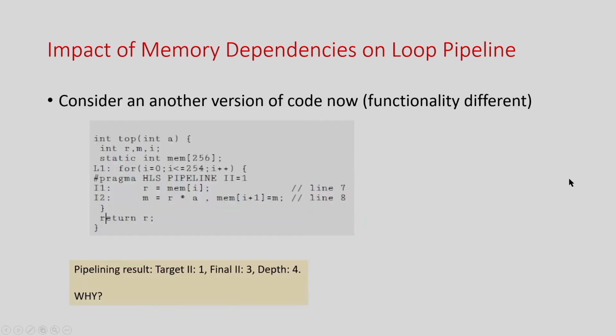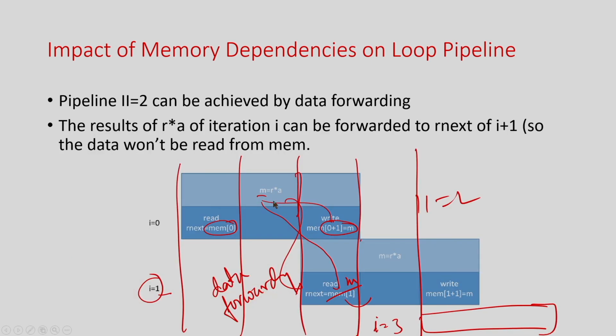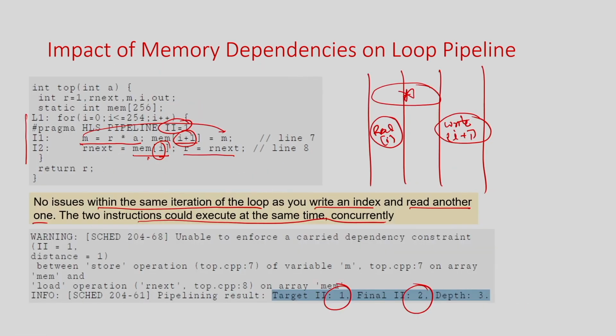Now, let me take a tweaked version of this example, which has completely different functionality. What I am doing here is reading the memory first, so read I, then I am going to calculate this and then I am going to do this. If you remember in the previous example, whatever this R is getting used was actually read in the previous cycle.